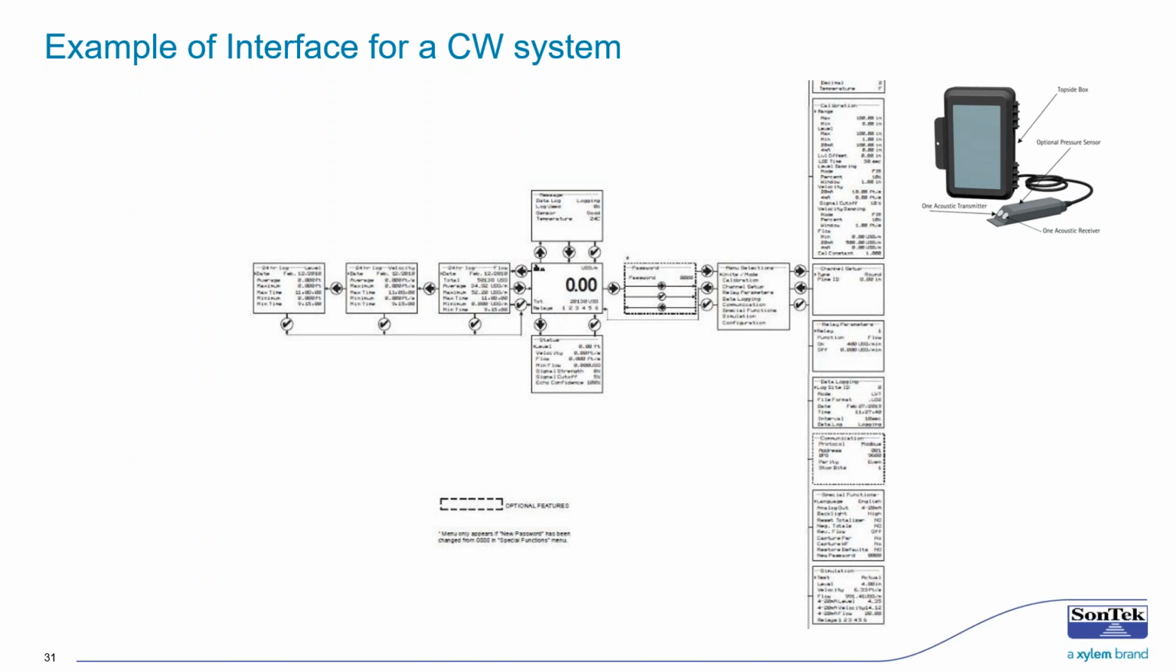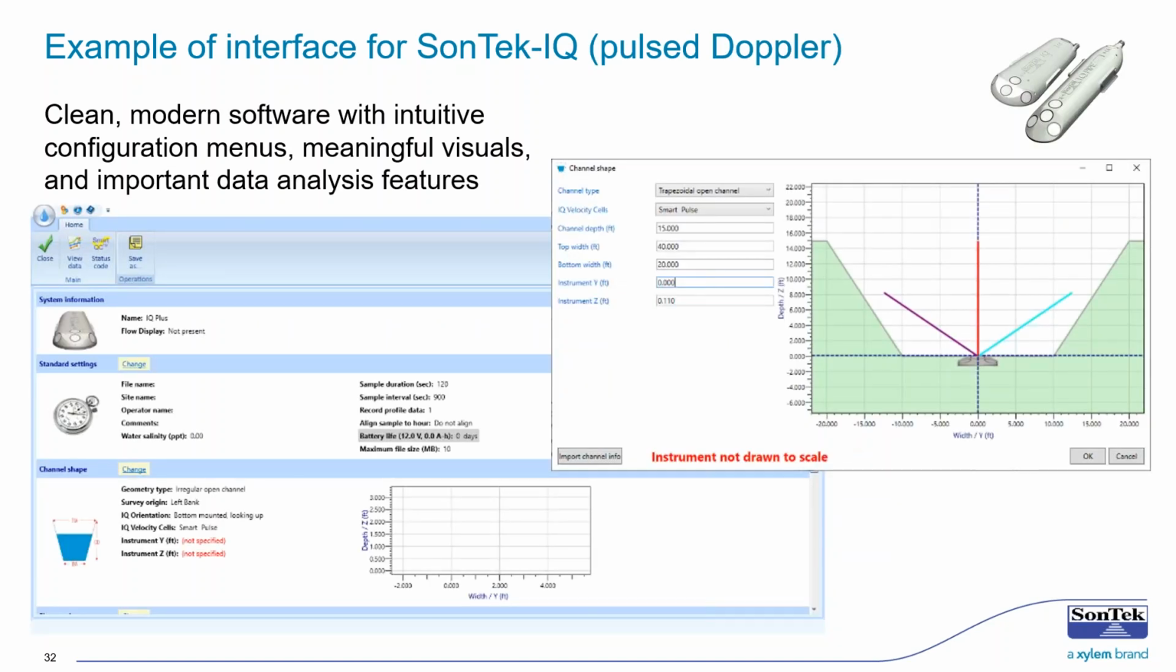I've played with menus like this, and you can definitely get lost in where you are in the menu. And I think it's important these days to have some sort of software that provides you a lot of visual cues and is easy to understand. This is an example of the SonTek-IQ software. As you can see, it's very clean, it's modern, and it has a very intuitive configuration menu. On the left, you can see what an actual configuration menu looks like, and it's very easy to understand.